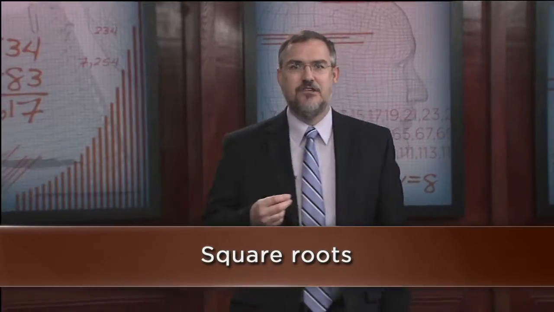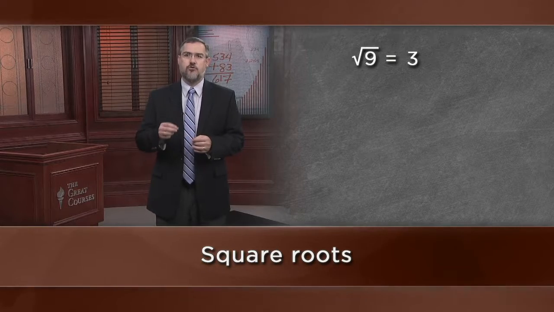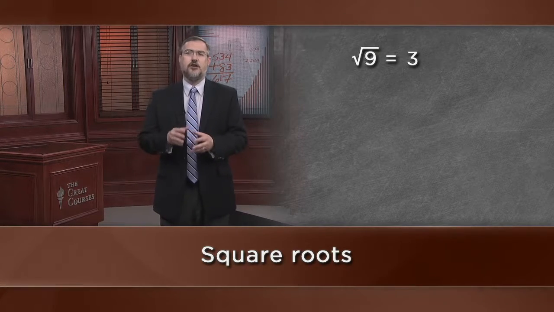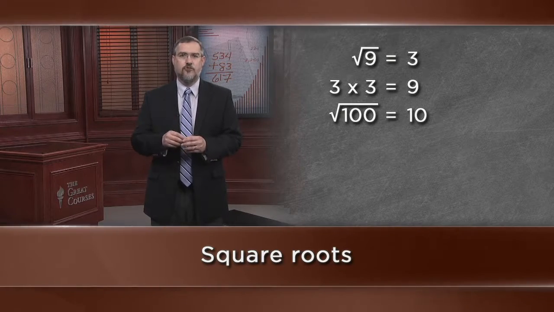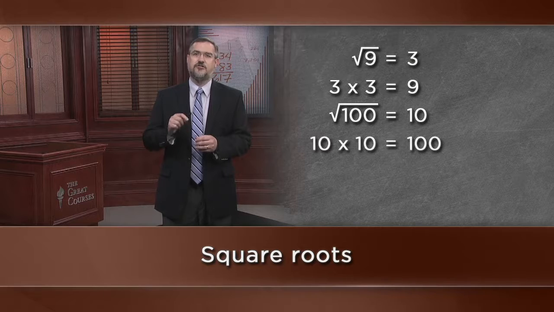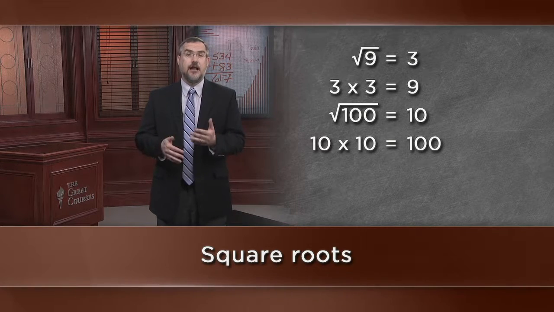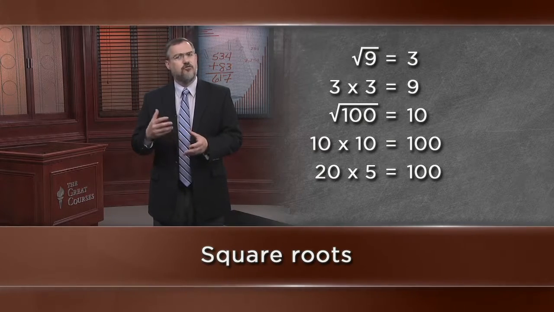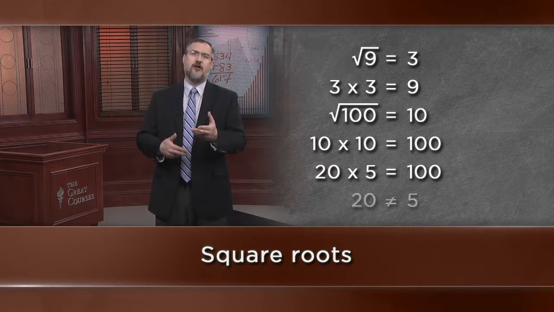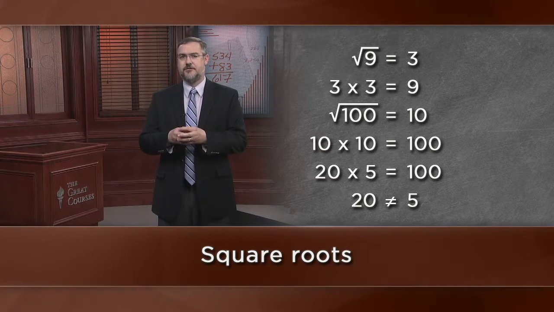Now, as we begin this conversation, let's first talk about what square roots are. A square root is a number that you can multiply with itself to get a certain value. For example, the square root of 9 is 3, because 3 times 3 equals 9. And the square root of 100 is 10, because 10 times 10 equals 100. Now, I realize that 20 times 5 is also equal to 100, but 20 and 5 are not square roots because they are different numbers being multiplied together.